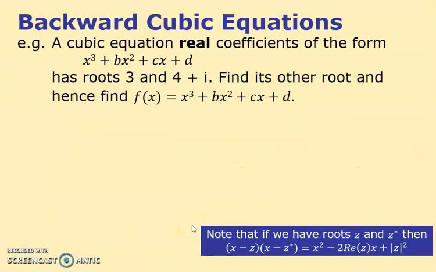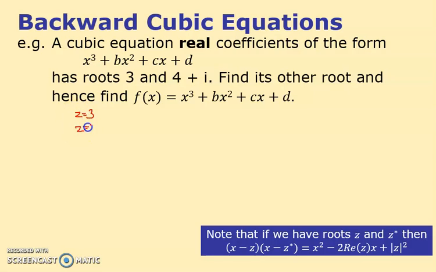Another, well, it looks very similar, doesn't it? We've got another cubic equation with real coefficients. This says it's a backward equation. This is almost like that first one I did, I think. Now straight away I've got a root at 3. So I've got z equals 3 as one.